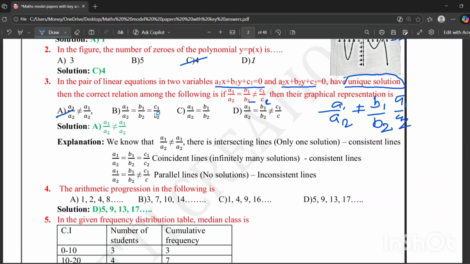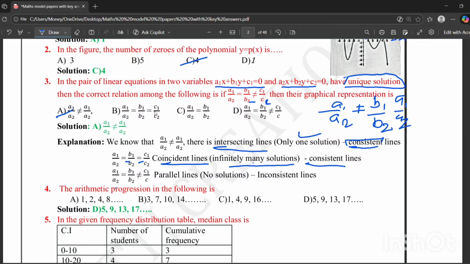If it is not equal, it means the lines are intersecting and have only one solution, and the lines are what? Consistent. Remember this? Consistent. And if all are equal? All are equal means the lines are coincident. Coincident means what? We have infinite solutions. We have many solutions and the lines are coincident.